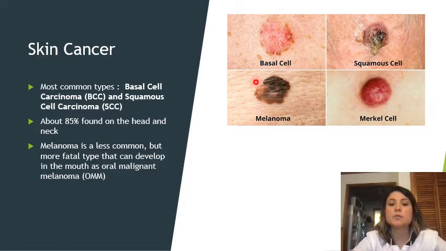As you can see, it looks more like a mole. It can be confused very often with a mole. So that's why we're going to talk about these things today.